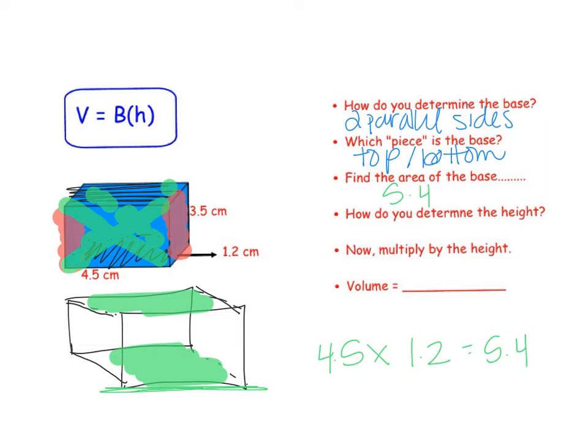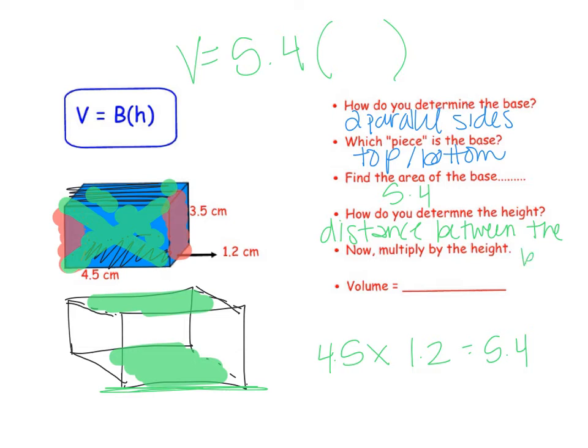So to determine the volume, remember our formula is volume equals area of the base, which we just determined is 5.4, times the height. The height of a prism is the distance between the bases. So remember, I chose the bases of the top and the bottom. So the height is going to be the distance between the two. This will be the height of my prism. That's the distance between the top and the bottom. So for me, the height is 3.5. So I'm going to plug in 3.5 to my formula.